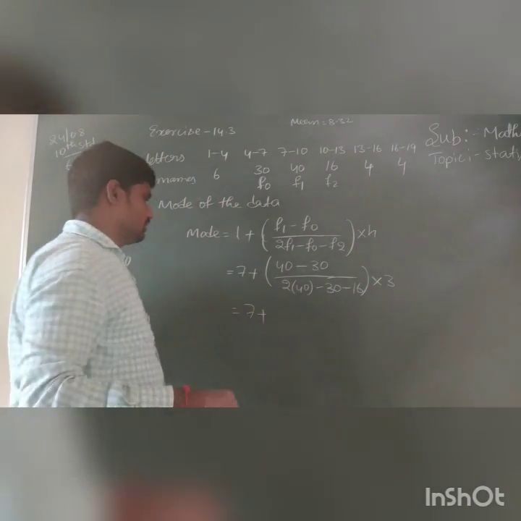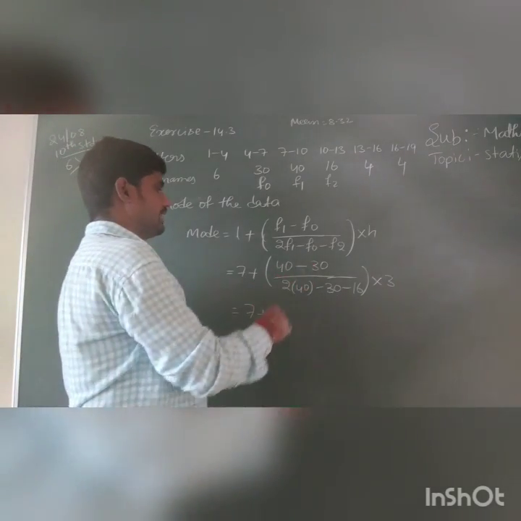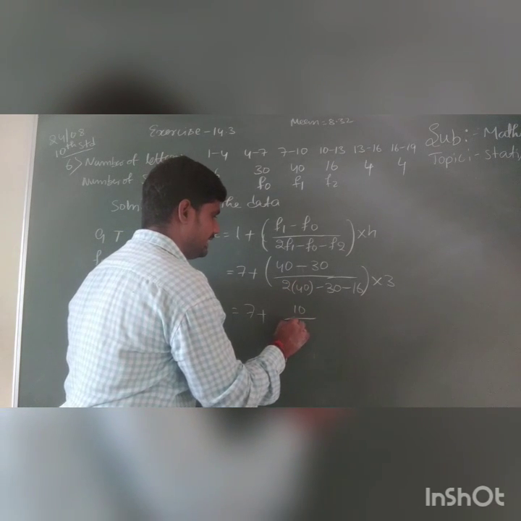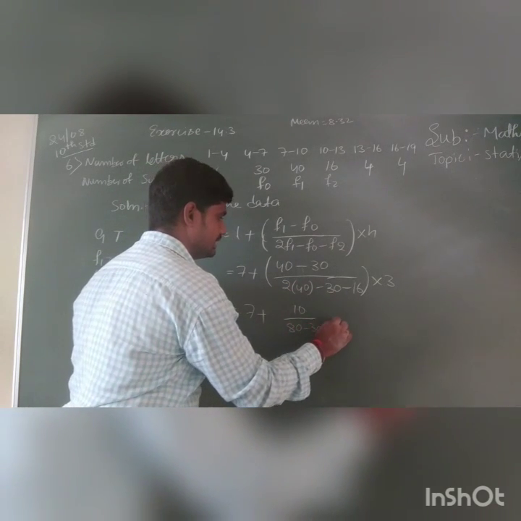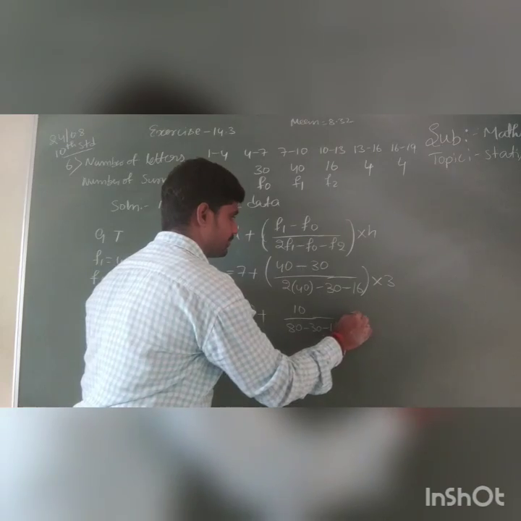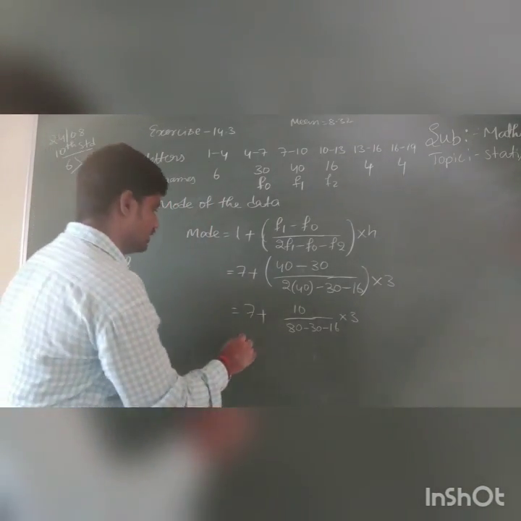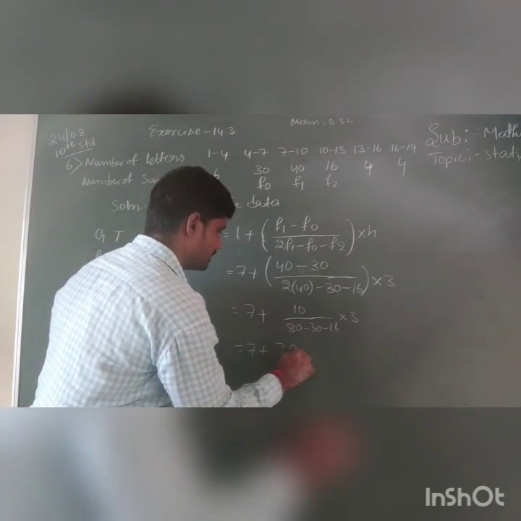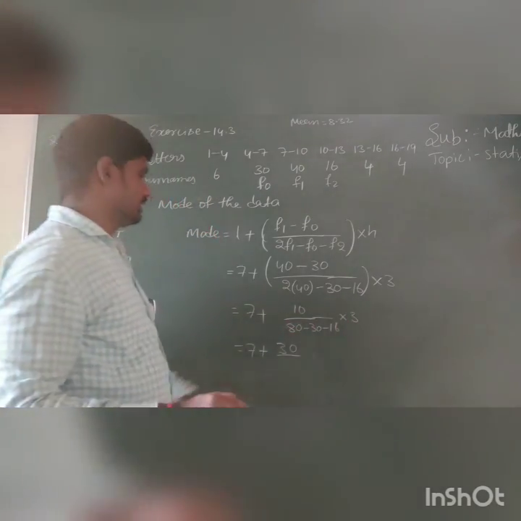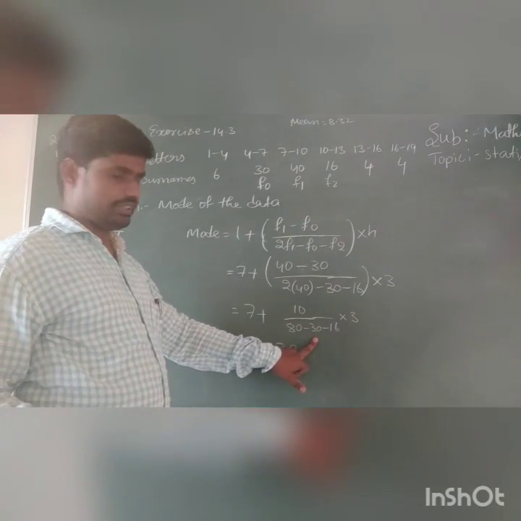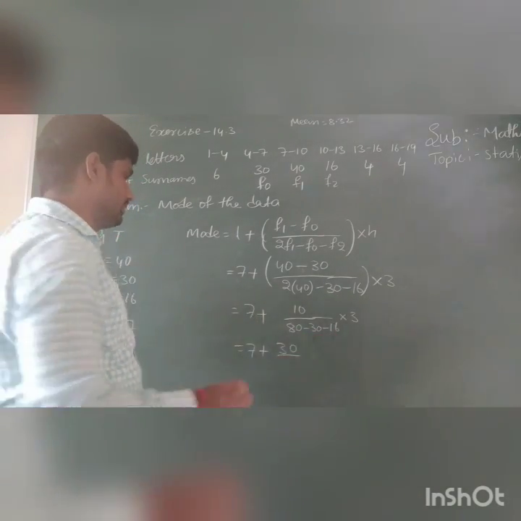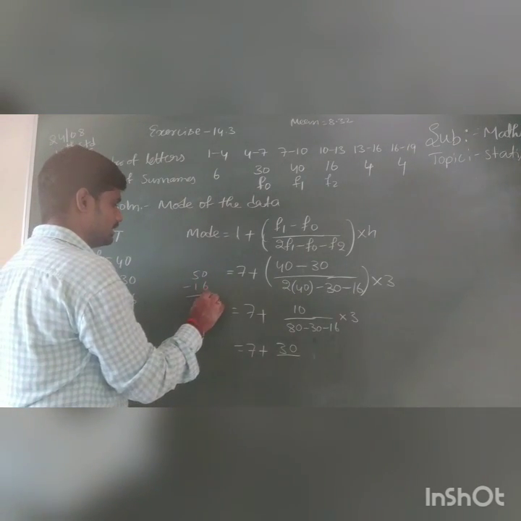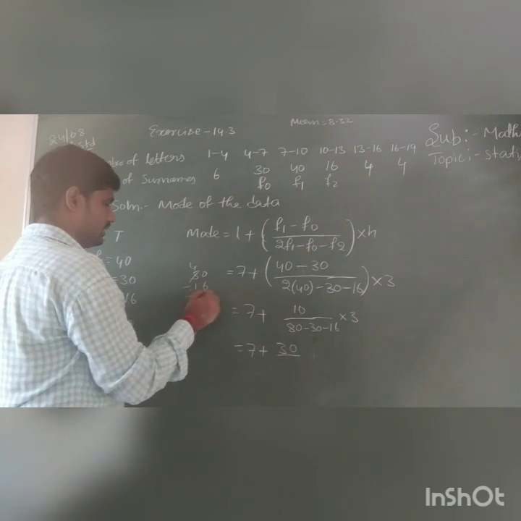Now simplify. Mode of the data is equal to 7 plus. First solve inside the bracket. 40 minus 30 value is 10, divided by 2 into 40 is 80, minus 30, minus 16, into 3. Solve: 10 into 3 is 30. 80 minus 30 is 50. 50 minus 16 is 34.